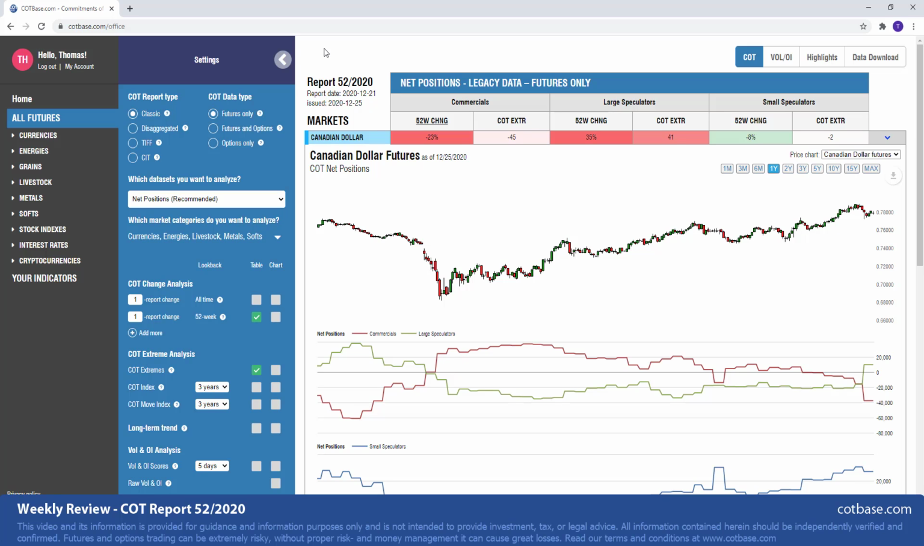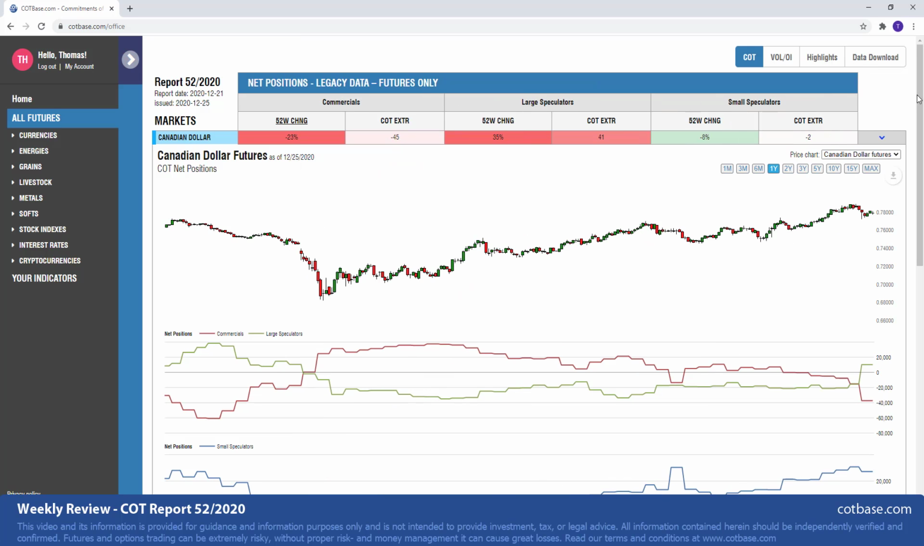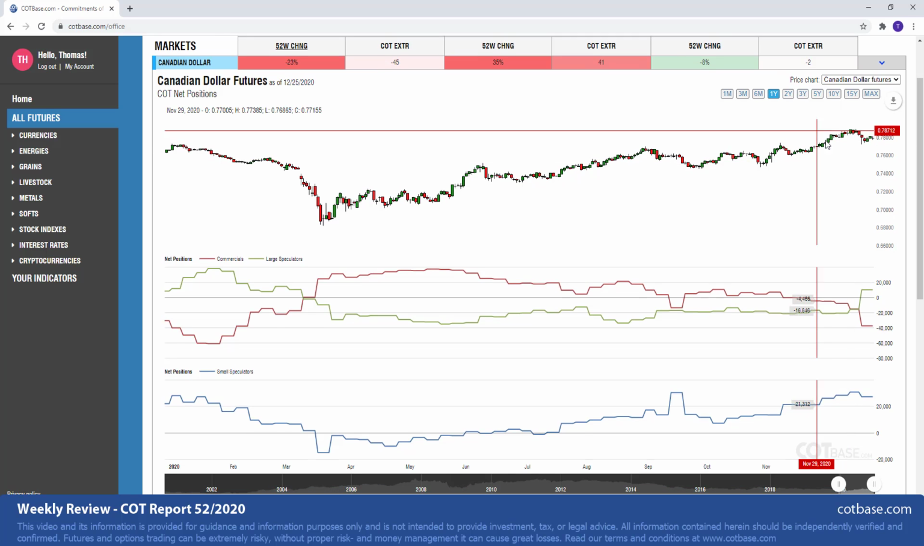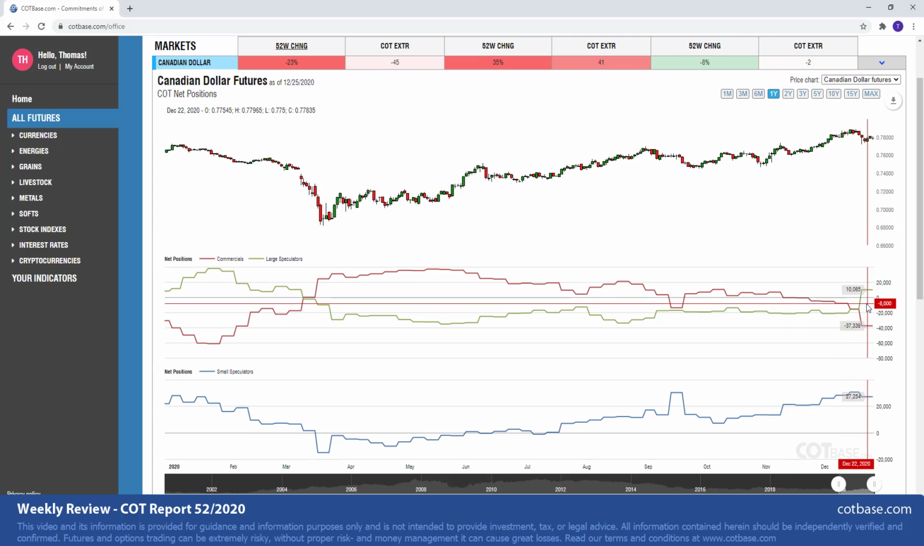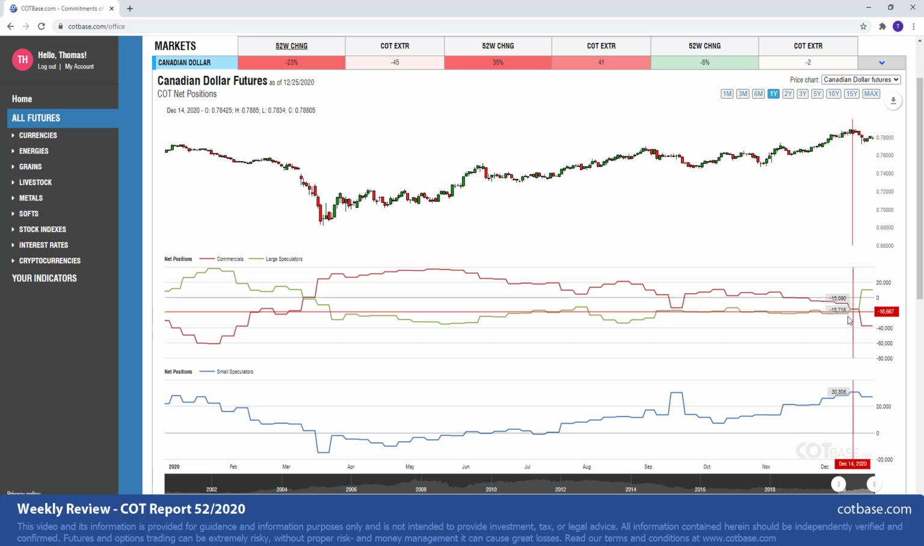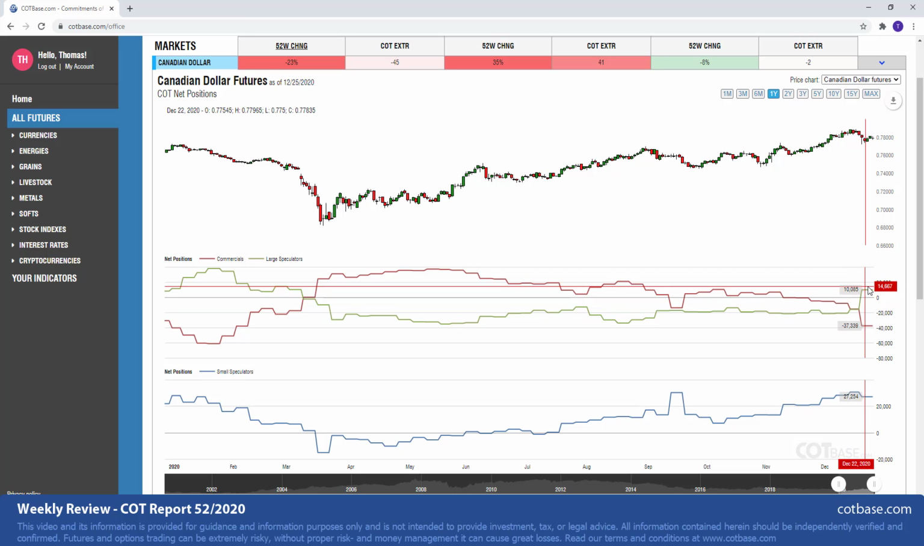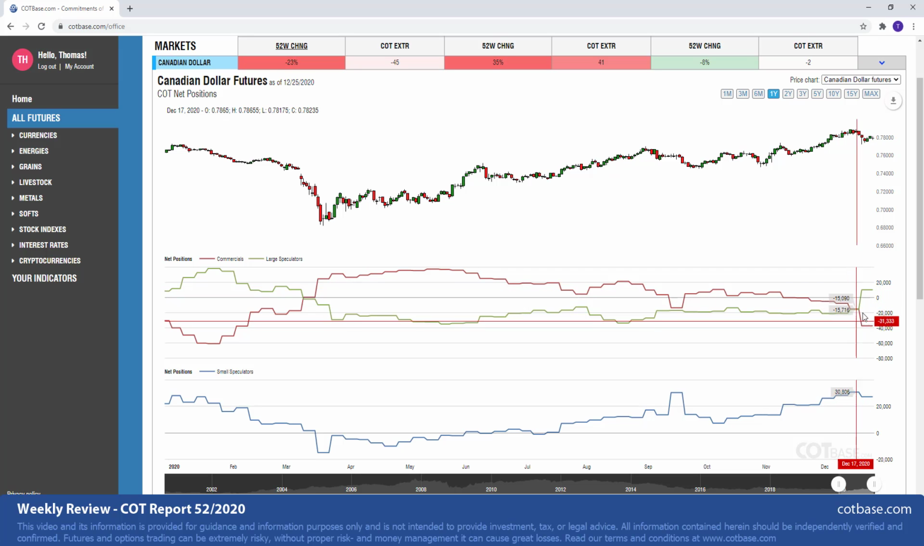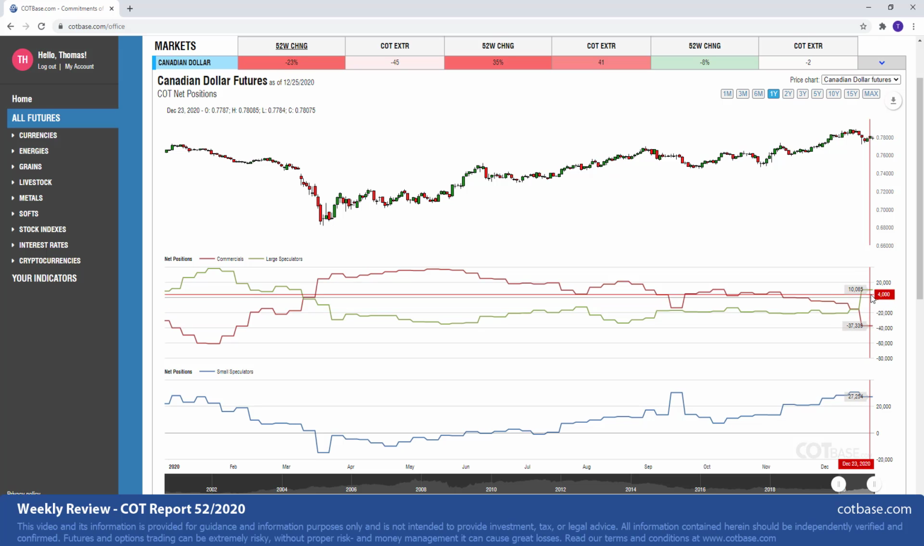Today we're going to be looking at the 52nd Commitments of Traders Report of 2020. And as we always do, we shall start off by looking at the largest changes in commercials positions. Here we go. You can see that we've got the Canadian dollar on top of our list with a huge 23% change in commercials positions. An even greater change in large speculators, 35% change. You can see that over there.